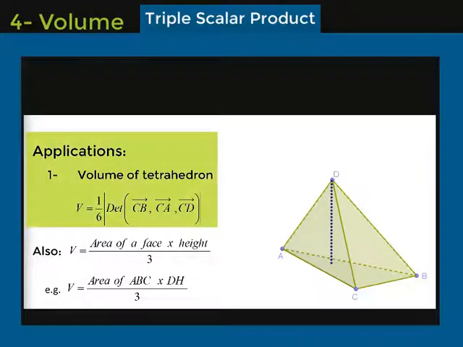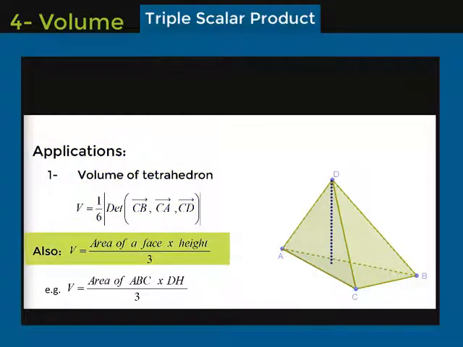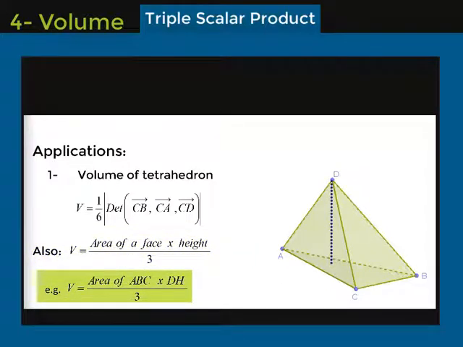Applications. 1. Volume of a tetrahedron. V is equal to 1 over 6 the determinant of CB, CA, CD. Note that you can take any three sides such that the vectors are non-coplanar. Also, V is equal to the area of a face times height over 3. Example. V is equal to the area of ABC times DH over 3.